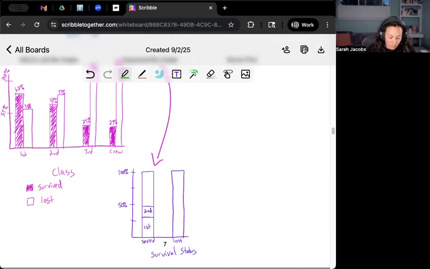All right. And then for third class, we had 178 out of 711. That's 25% almost bang on. So we're going to say like this. And then the crew had 212. So the crew actually had the most number of survivors. And that was about 30%.